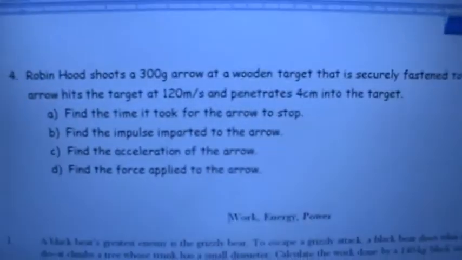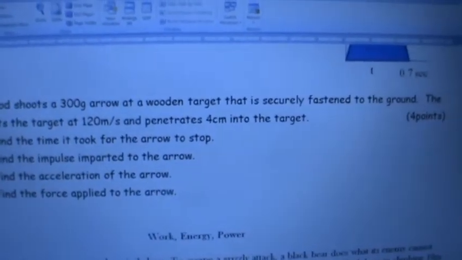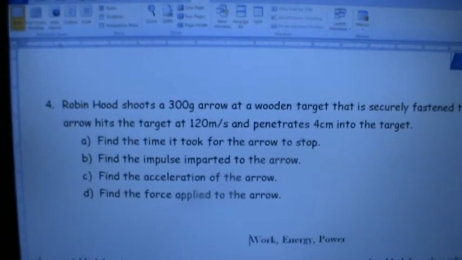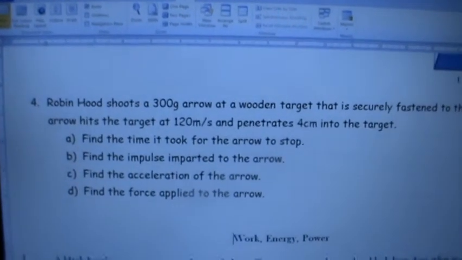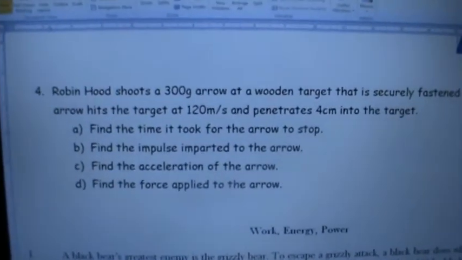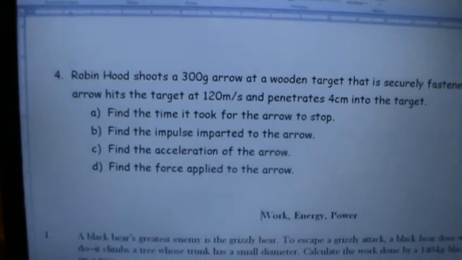So, next one is for impulse. It says that Robin Hood shoots an arrow, 300 grams, at a wooden target that is securely fastened to the ground. The arrow hits the target at 120 meters per second and penetrates 4 centimeters into the target and then comes to a stop. I didn't mention that. And so I ask several things, A, B, C, and D.